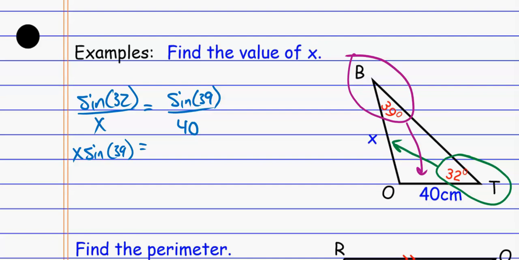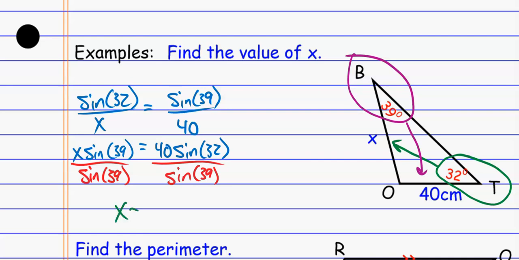We could also use our properties of proportions there if you like doing that, although we'll still have one more step to do after that. And now from here, I have x times the sine of 39 equals 40 times the sine of 32. To solve for x, I have to divide each side, because I'm multiplying by the sine of 39, I have to divide each side by the sine of 39.